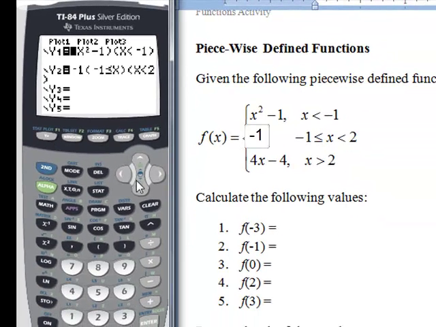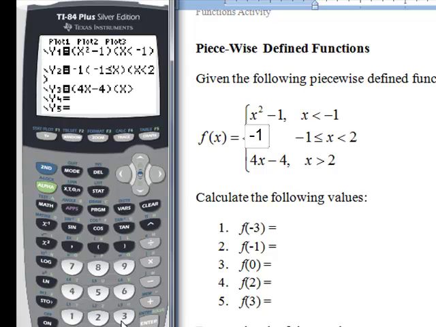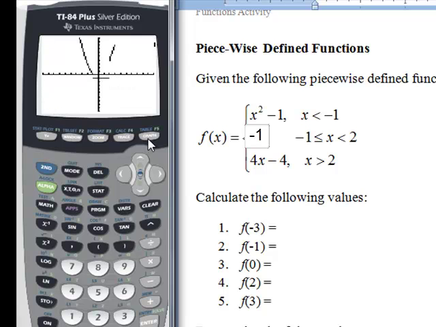Our last piece, you probably have a pretty good idea of how this is going to go. We're going to want to use parentheses, and then we have 4x minus 4. And there's our piece of the function in there. Then this is 4x, 2nd TEST, greater than is number 3, 2. And we should have all our pieces in there. And we get that linear piece up here.